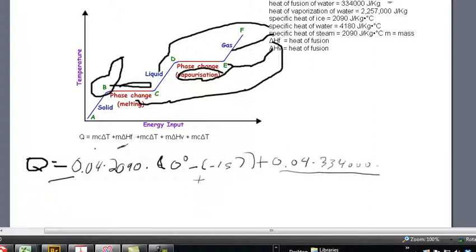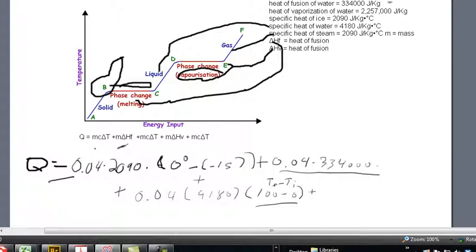Let's jump down here. Now we want to add what? Now we've got to heat that water up to 100 degrees Celsius. Once again, you know you're going to use m c delta T. Your mass is 0.04. What's the specific heat of water? It's 4180. I'm trying to go from 0 degrees to 100, so my difference is going to be 100. Remember, it's T final minus T initial.